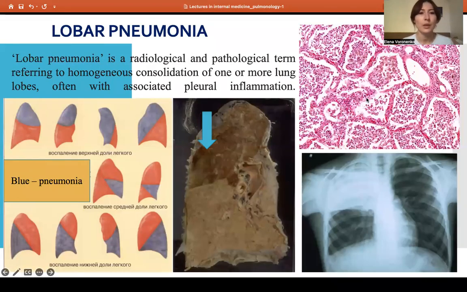Lobar pneumonia is a radiological and pathological term referring to homogeneous consolidation of one or more lung lobes, often with associated pleural inflammation.